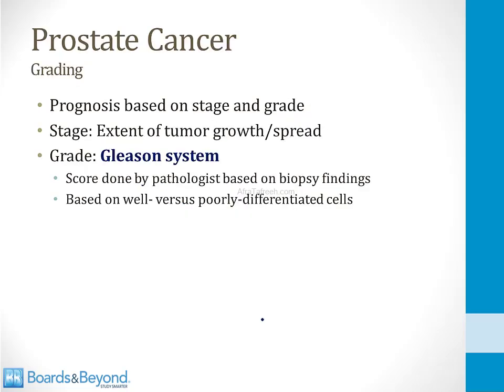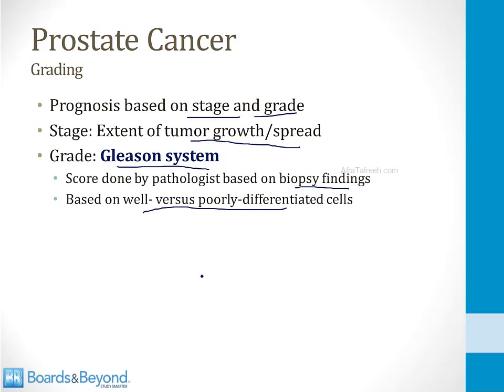Prostate cancer is diagnosed by a biopsy, as we talked about before. The prognosis of prostate cancer depends on the stage and the grade of the tumor. Stage is the extent of tumor growth and spread, including whether or not metastases have occurred. Grade is determined by a pathologist using the Gleason system. Pathologists are trained to look at biopsy specimens of prostate cancer and determine a Gleason score based on the biopsy findings. This depends on whether there are well versus poorly differentiated cells.